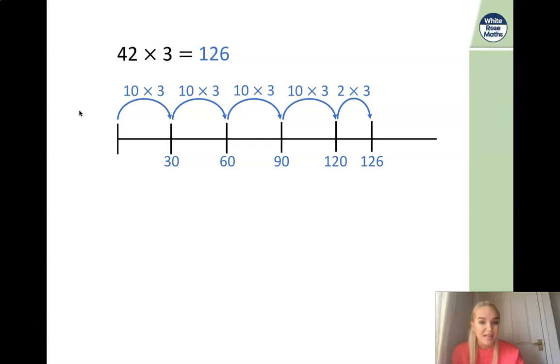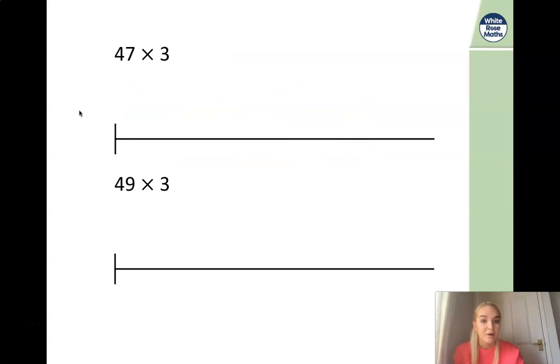If you need a few more moments to have a look at our number line to see how we've got that answer, take a few moments. But otherwise, can you please try and work out these two? Off you go, pause the video. Okay, year 4, well done.